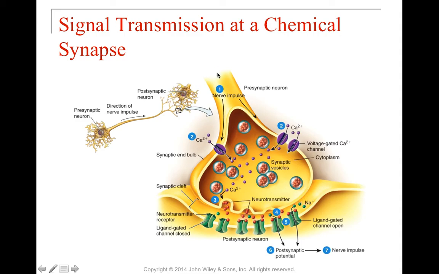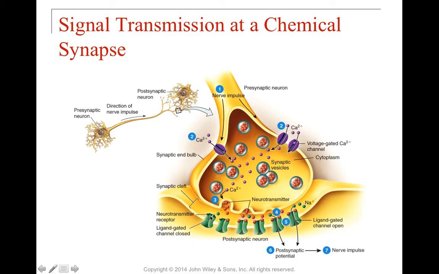Here we have the presynaptic neuron. The nerve impulse comes down and it fires. When it fires, it's going to cause an influx of calcium. That influx of calcium then causes the release of these neurotransmitters. Usually that's acetylcholine. And when that release of the neurotransmitter occurs, it's going to get picked up by a receptor.